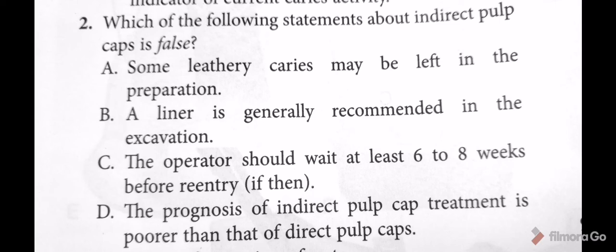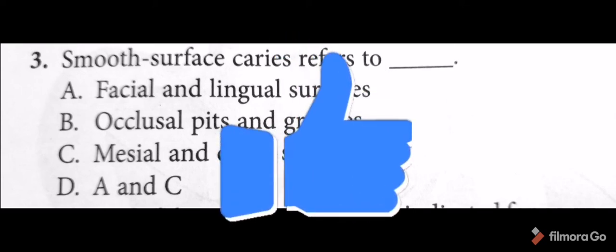After indirect pulp capping, we need to wait for 6 to 8 weeks. So the question is about false. Which is false about indirect pulp capping? D, the prognosis of the indirect pulp capping treatment is poorer than the direct pulp capping. Actually, it is just the reverse. The prognosis of direct pulp capping is poorer than indirect pulp capping. So D is the wrong statement. So the correct answer for the second question is D. That statement is wrong. Okay. Hope you are liking it. We'll go to the next question.